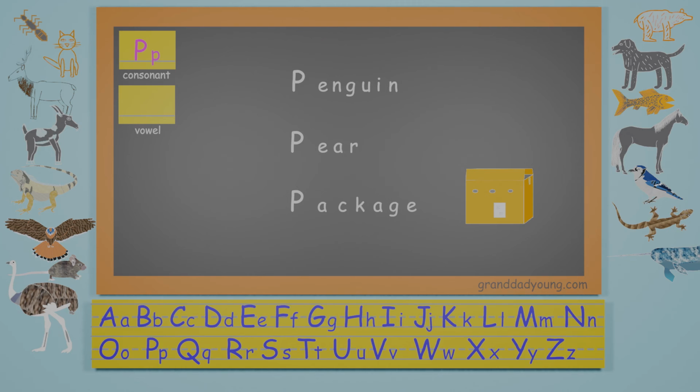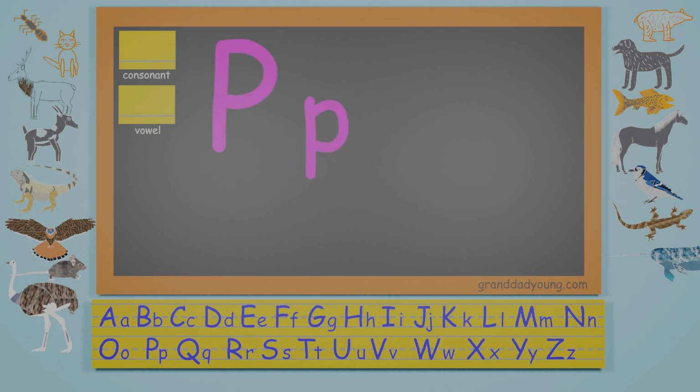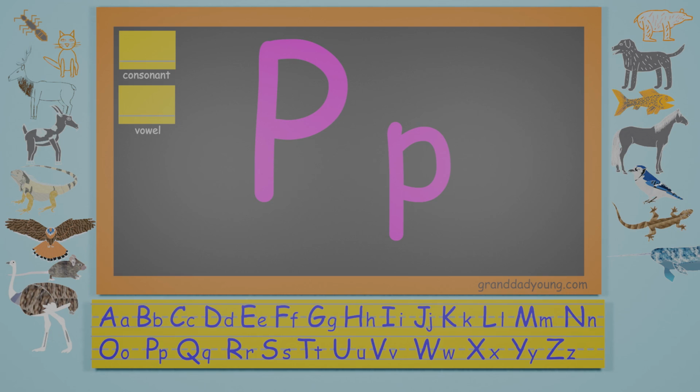What sound does the letter P represent? P. Can you say P? Very good. P, the 16th letter of the English alphabet.